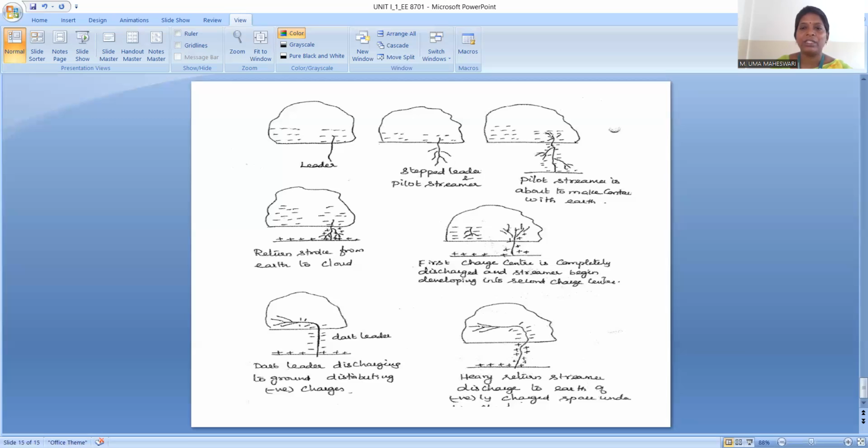The total time required for the step leader to reach the ground is about 20 microseconds. Since the progress of this leader stroke is a series of jumps, it is referred to as stepped leaders. The current carried during lightning is about 1000 amps to 250,000 amps. This is about the mechanism of lightning.